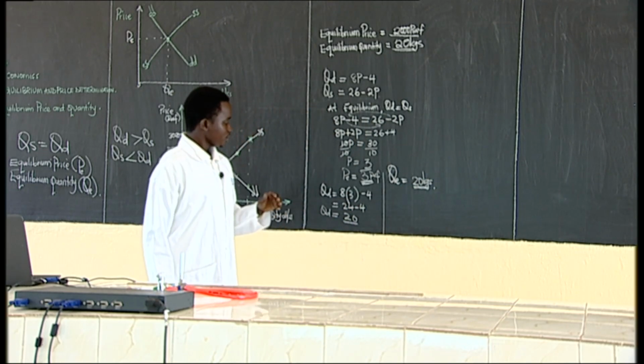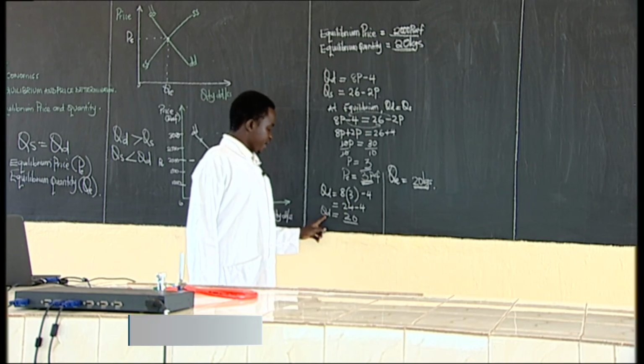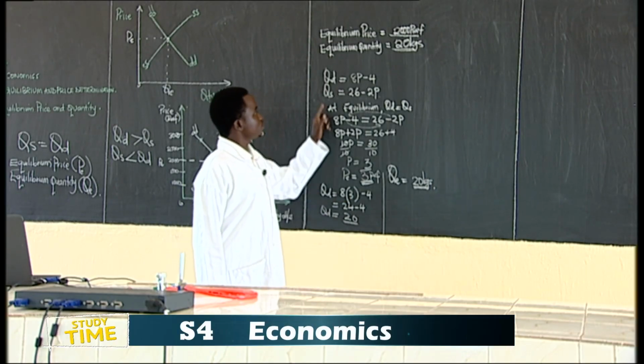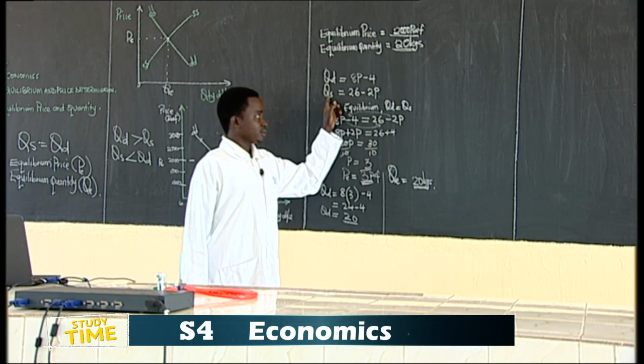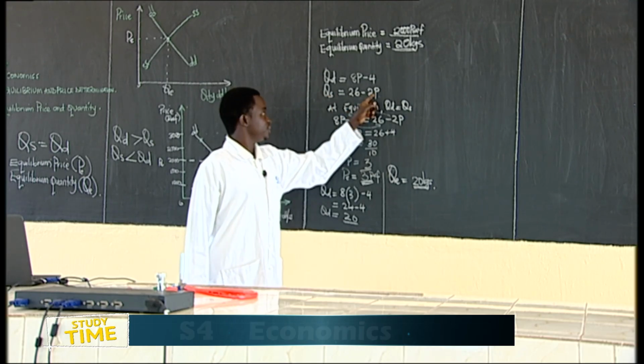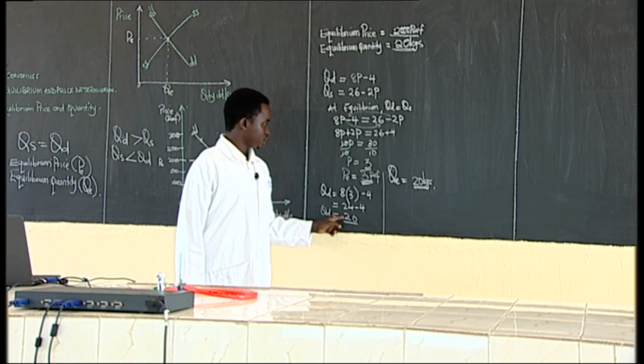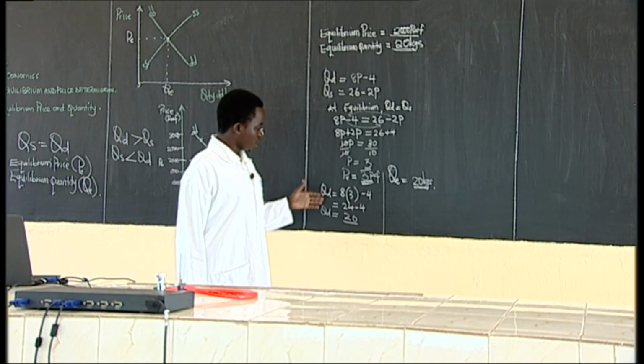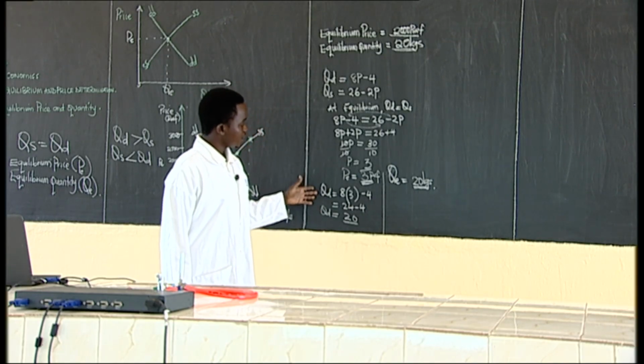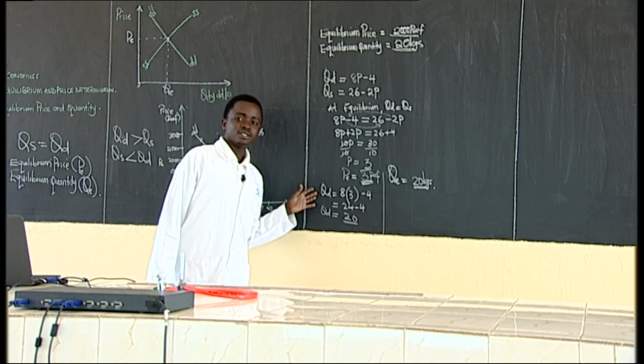So quantity demanded should be equal to quantity supplied, because if you put the value of P here, then you get 20, you get 20. So that's how you can solve this, and then you determine equilibrium quantity and equilibrium price.